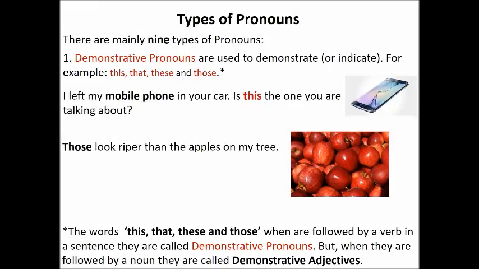Types of pronouns. There are mainly 9 types of pronouns. First, demonstrative pronouns. They are used to demonstrate or indicate. For example, this, that, these, those. I left my mobile phone in your car. Is this the one you're talking about? Those look riper than the apples on my tree. The words this, that, these and those, when they are followed by a verb in a sentence, are called demonstrative pronouns. But when they are followed by a noun, they are called demonstrative adjectives.